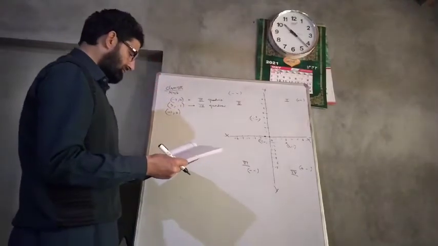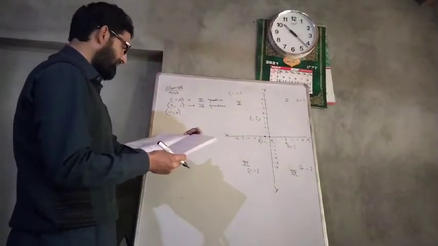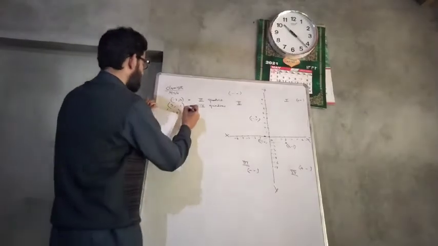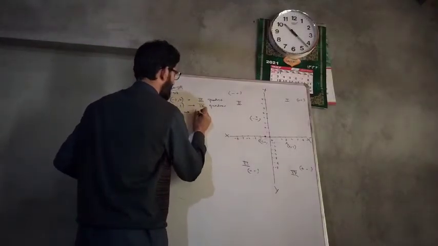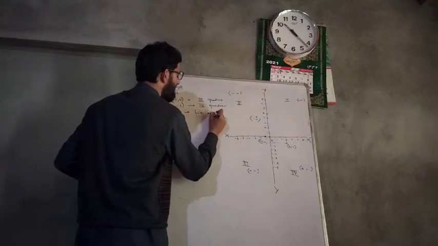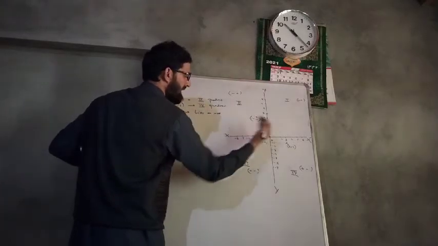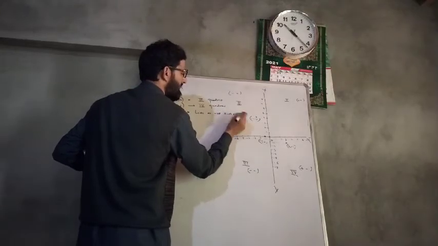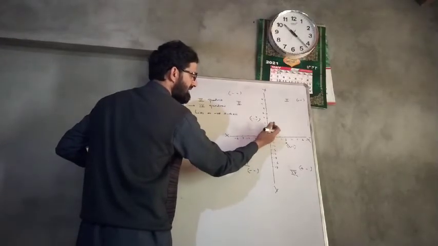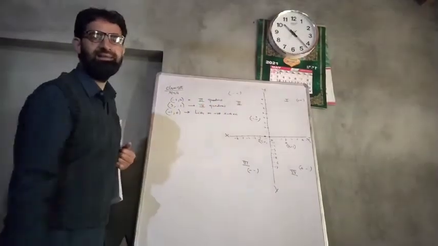So -1, 0 lies on the x-axis, on the negative x-axis, from the left hand side. This point lies on the x-axis but on the negative side, the left side.